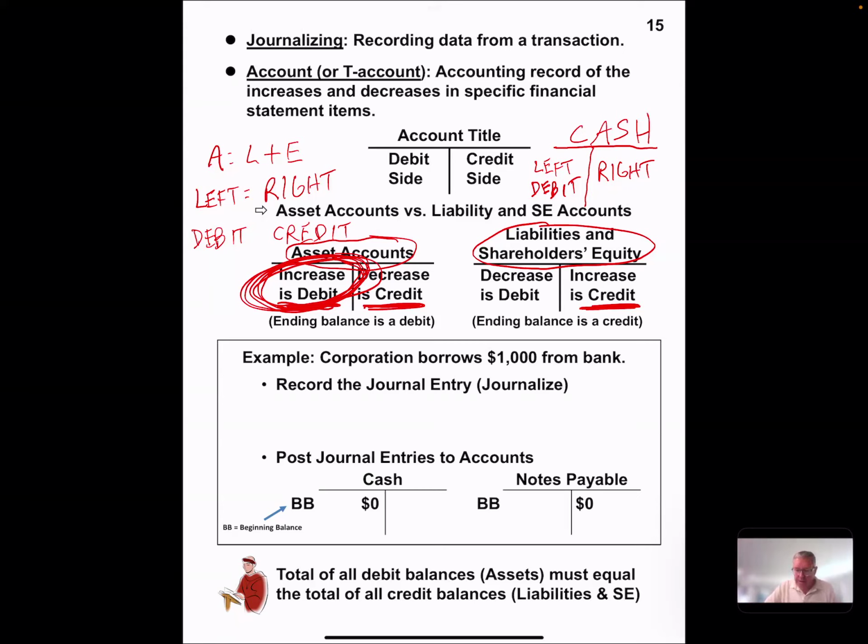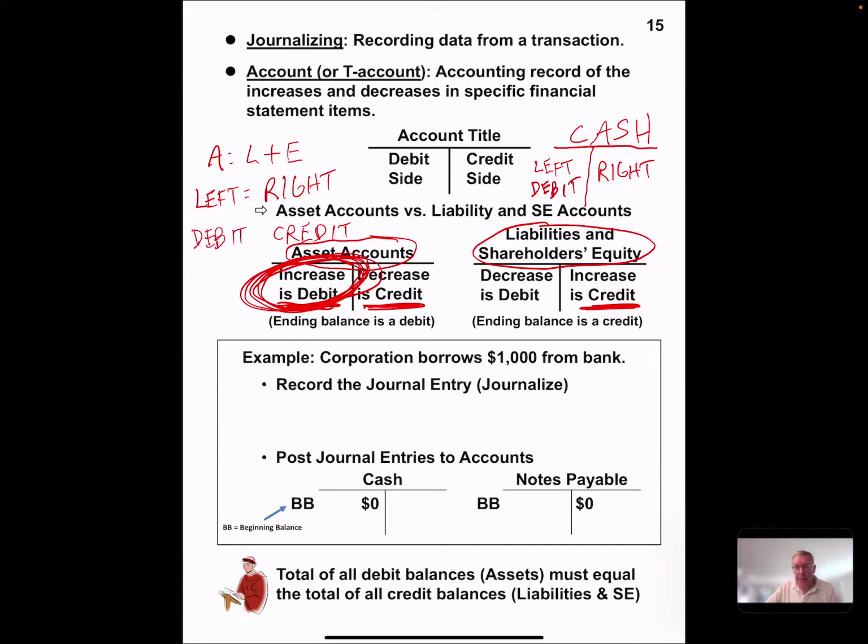Here's this transaction: a company borrows $1,000 from the bank. Now, one of the things we have to realize is that every time we record a transaction, at least two accounts are affected. At least two accounts are affected.